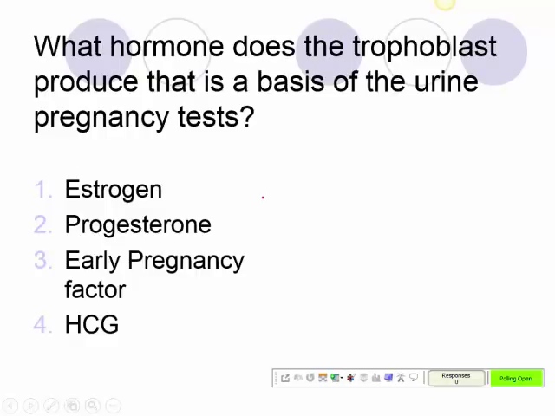Which hormone does the trophoblast produce? That is the basis of pregnancy tests, urine pregnancy tests.